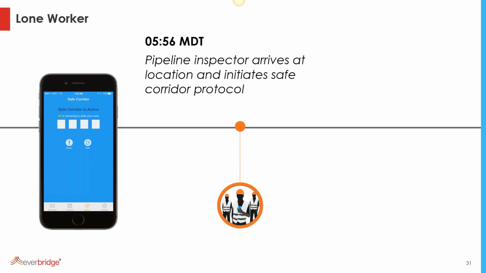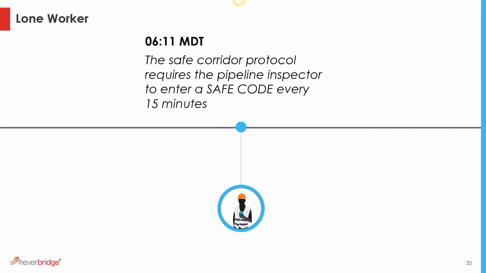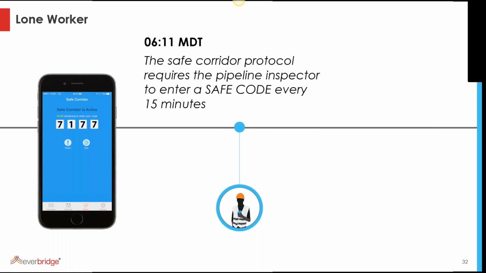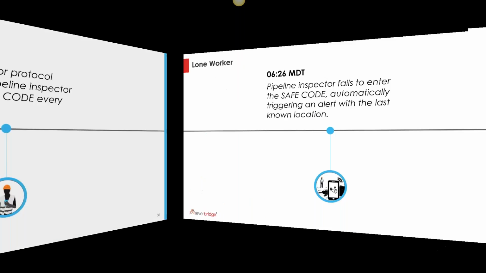So they start safe corridor, they enter their PIN at regular intervals, and those intervals can be 15 minutes, 20 minutes, 30 minutes, whatever the organization and the employee has defined. As I mentioned, they'd be entering their code at regular intervals. In this case, it's 15 minutes. Every 15 minutes, the person puts in their code, and the operations manager on the other end knows that they're safe. They can see a pin on the map for this person's location.